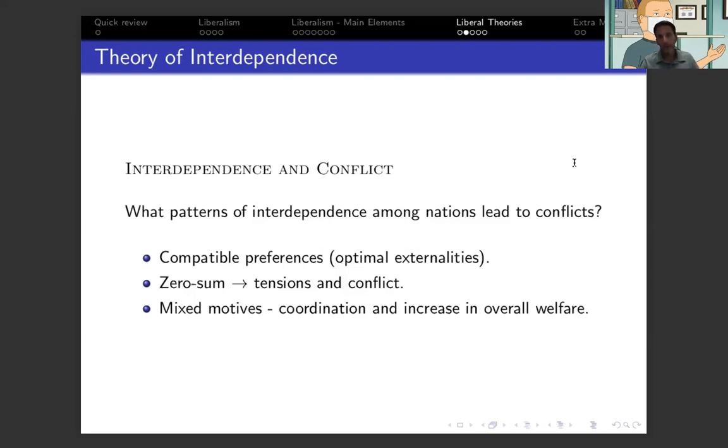Now, the third option is when motives are mixed. Then states realize that concessions and bargaining through coordination is the better path to increase the overall wealth of all members of the system. Instead of engaging in unilateral action, states should cooperate, and they have incentives for policy coordination that increase the welfare for all members of the system. So those are the three patterns of interdependence and how they link to international conflict.